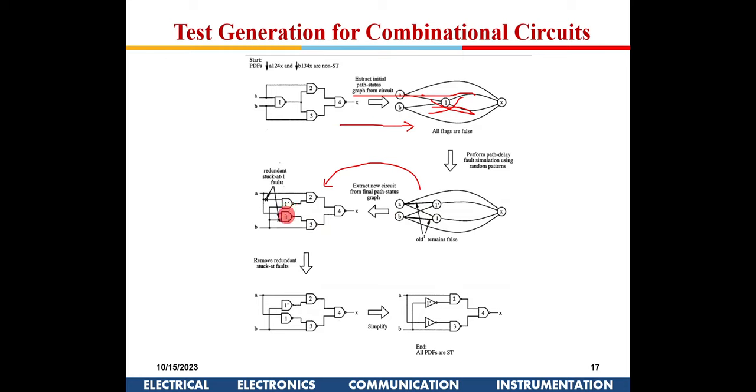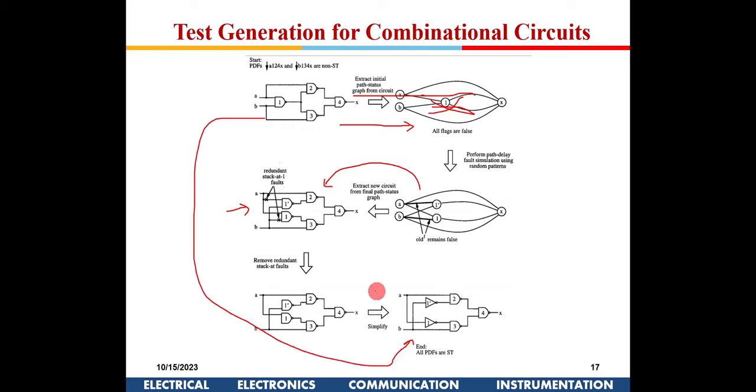Having made this, we then do a normal stuck-at fault analysis. Once we do the stuck-at fault analysis, we find that these two nodes are redundant. You can't find the fault at these two nodes when you do the stuck-at fault analysis, and hence they can be removed. So these NAND gates will become inverters if you remove those. This particular circuit is an XOR, and this is also an XOR.